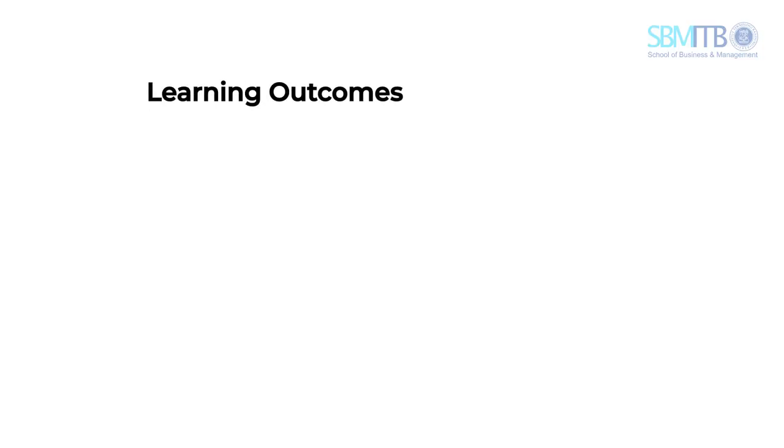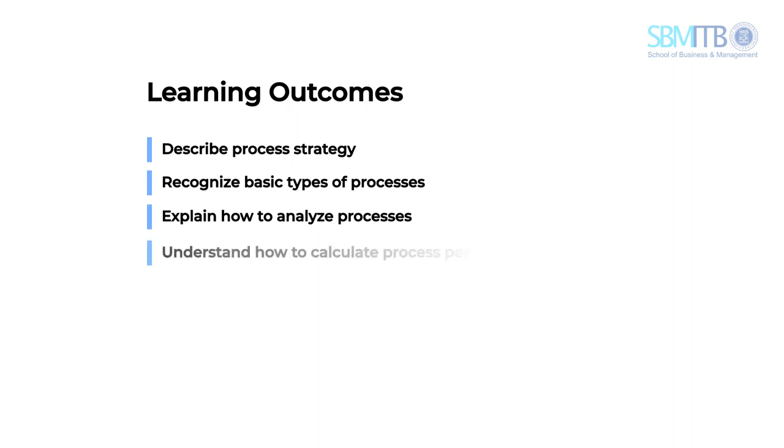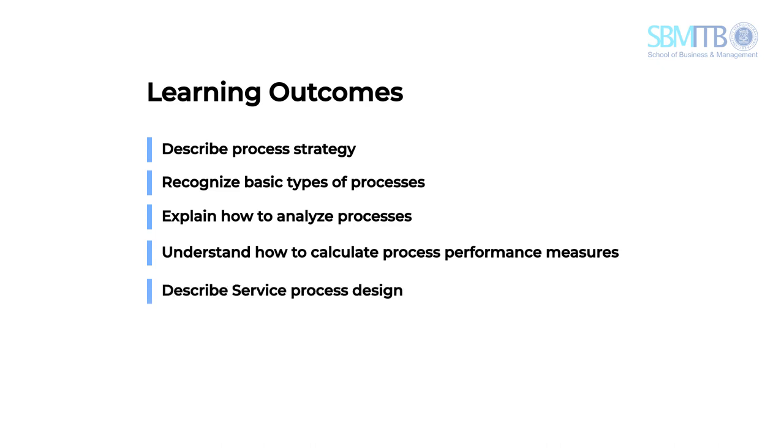Today we will discuss the backbone of the Operation Management body of knowledge, which is process design and analysis. Before we begin, let's take a look at the learning outcomes for this section. Once you finish this section, you will be able to describe the process strategy, recognizing the basic types of process. Furthermore, you will also be able to explain how to analyze a business process and understand how to calculate the process performance. Lastly, you will have the ability to describe service process design.